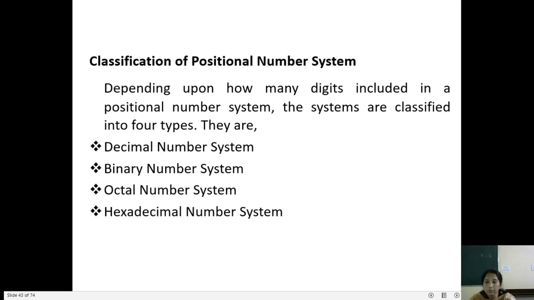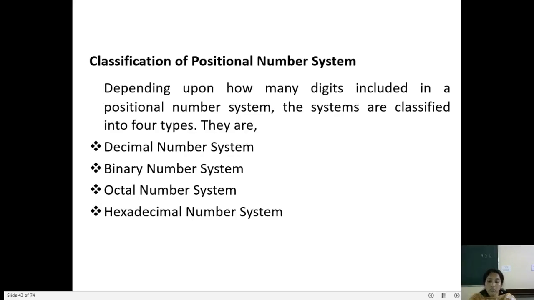In the case of positional number systems, they are classified based on the number of digits they use. And here you can see 2 to the power of n number systems we can use. The binary number system contains only 2 digits, that is 0 and 1. The octal number system contains 2 to the power of 3. Oct means 8, and 2 to the power of 3 is 8. In the octal number system we represent numbers from 0 to 7.